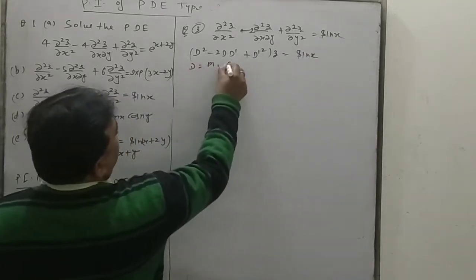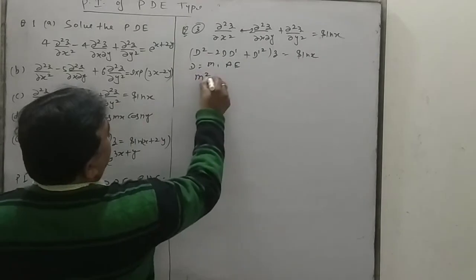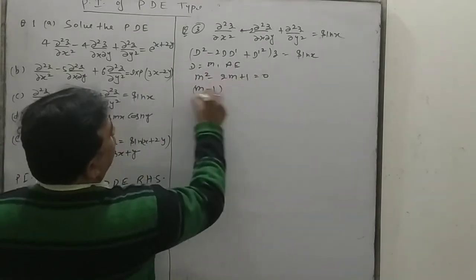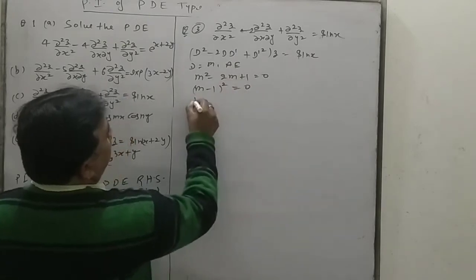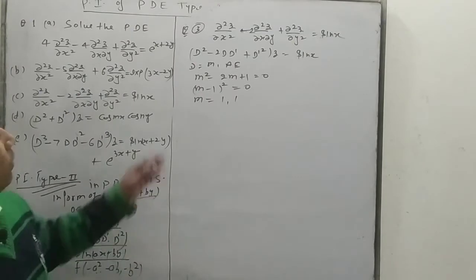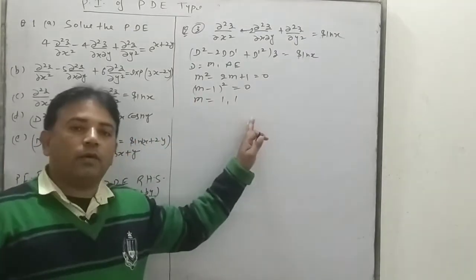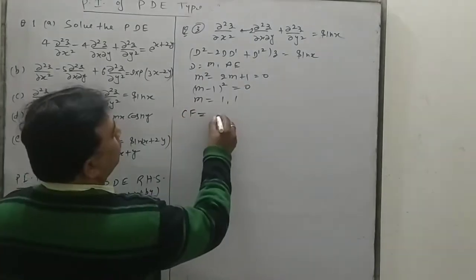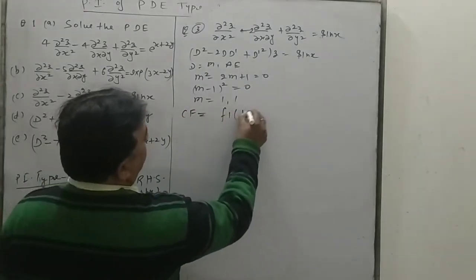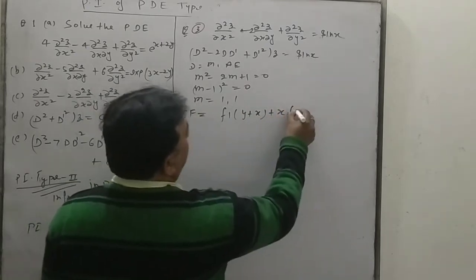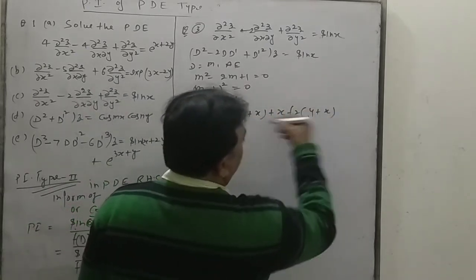The auxiliary equation is m² − 2m + 1 = 0. This is (m − 1)² = 0, which means m = 1 and 1. Again we find the value of m as 1 and 1. This is the repeated form. Then CF = f1(y + m1x) + x f2(y + x).